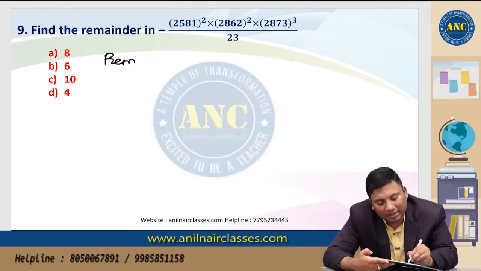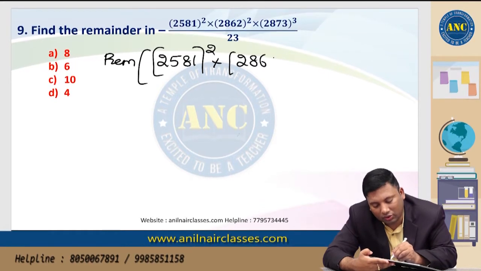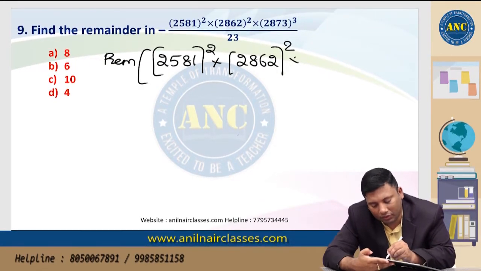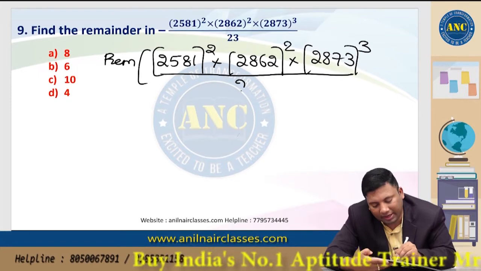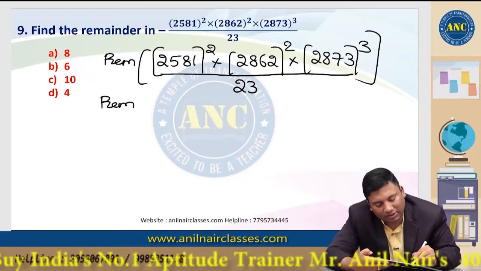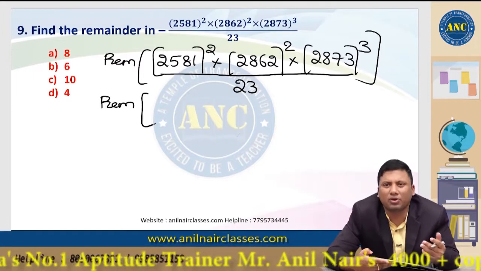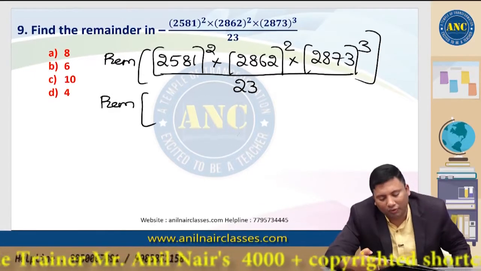Find the remainder in the expression 2581 whole square, 2862 whole square, 2873 whole cube, divided by 23. Now see here. It is a very simple question where you divide the numerator values with the denominator.